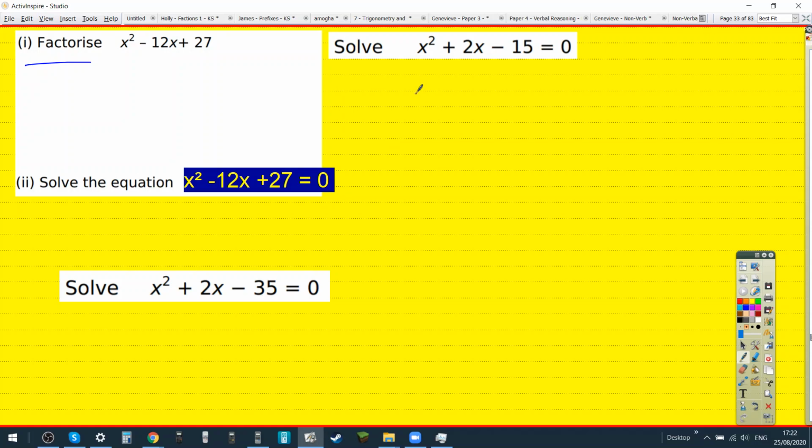Okay, so it needs to times to 27. And add to minus 12. Okay, so 27 times 1 is 27.